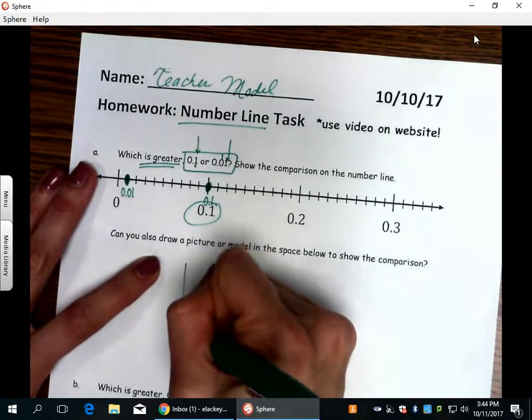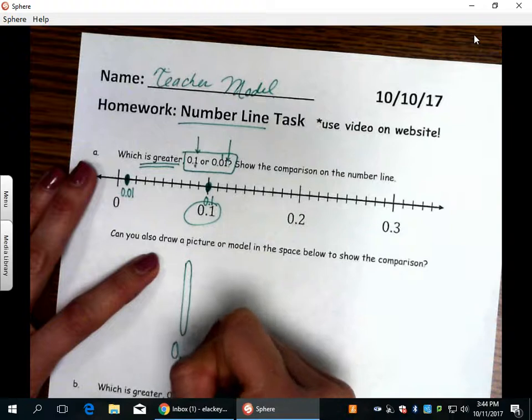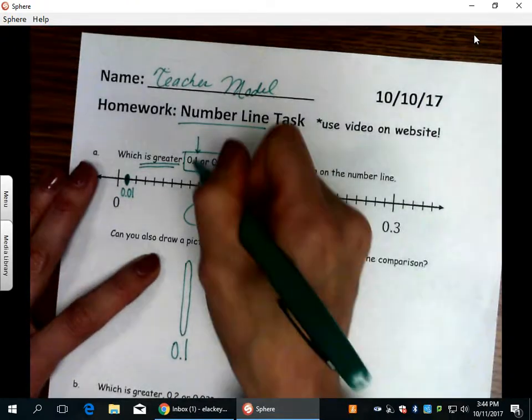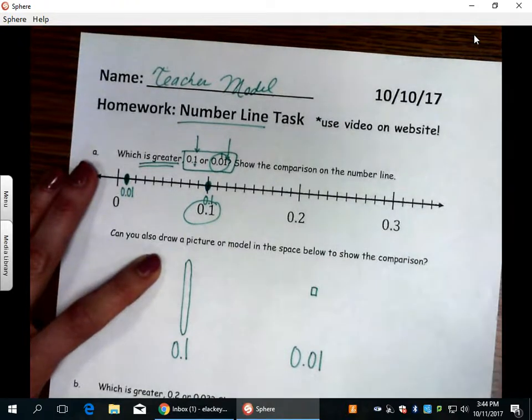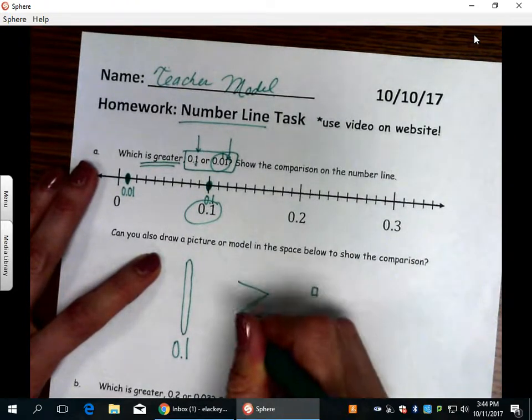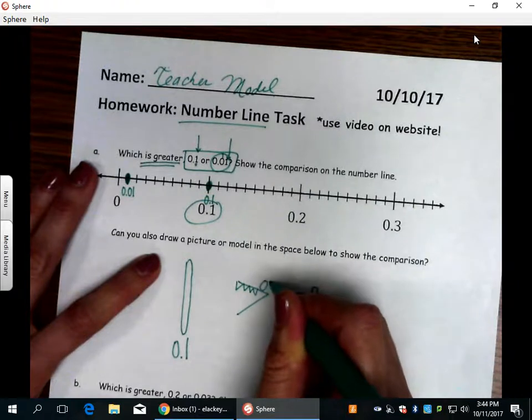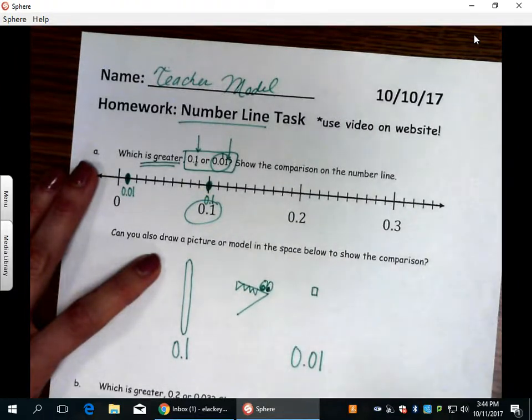Okay, I also wanted you to draw a picture. So 1/10 looks like this, and 1/100th looks like this. And remember, crocodile eats the bigger number. Okay, so which one is greater? 1/10 is greater.